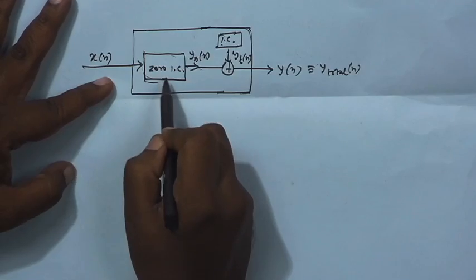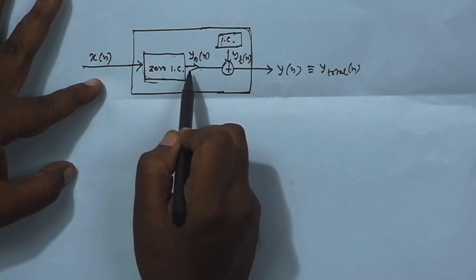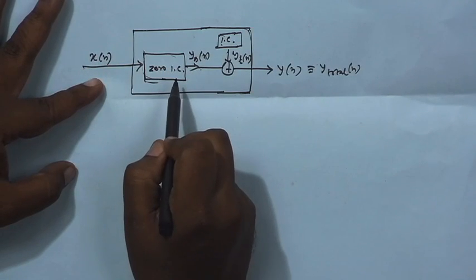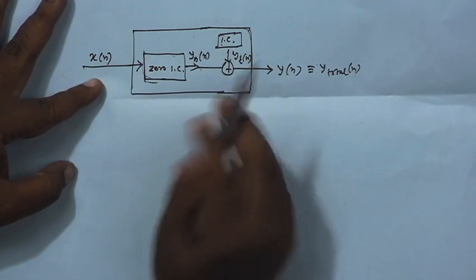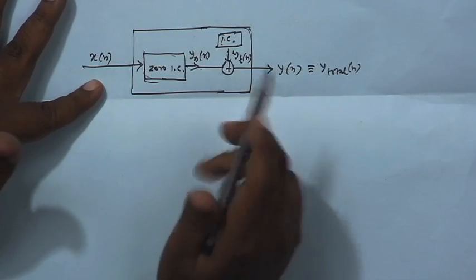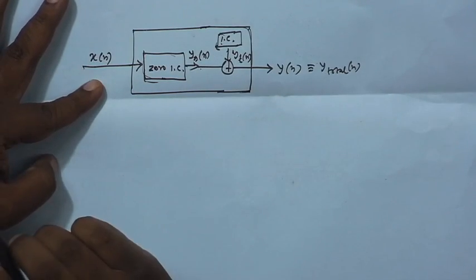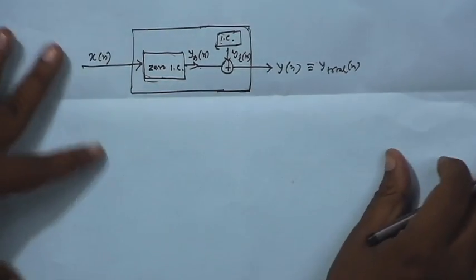First we will show that this system, which has zero initial condition and takes x[n] and produces y_s[n], is linear and shift invariant. And then we will show this overall system is neither linear nor shift invariant because of the presence of this y_t[n]. Okay, this is very interesting.